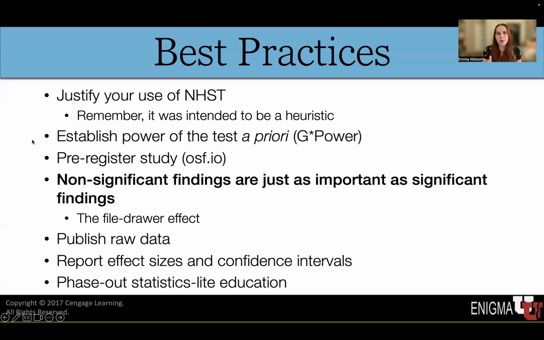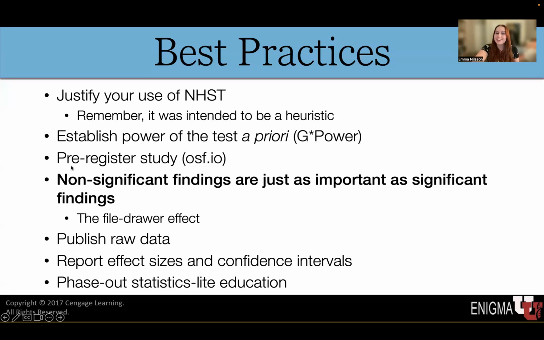need to establish the power and the alpha of our test a priori, which means before we start collecting data, before we start setting up the experiment, things like that. Another thing we can do is pre-register our study to a site like osf.io, which is just somewhere where you can put your research plan, your analytical methods, things like that, where other researchers can comment on your ideas and give you some feedback. It holds you accountable, things like that.